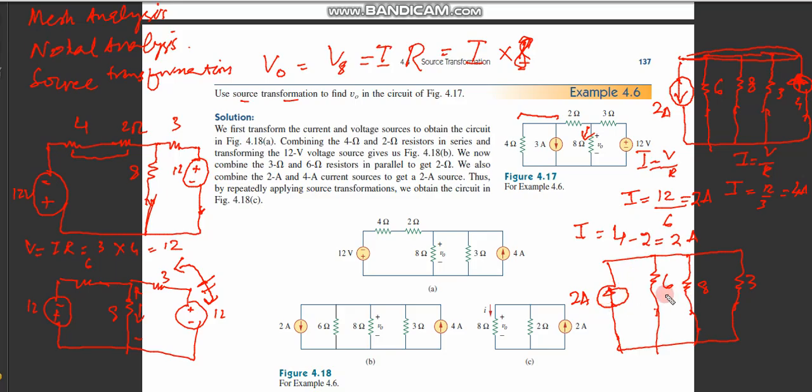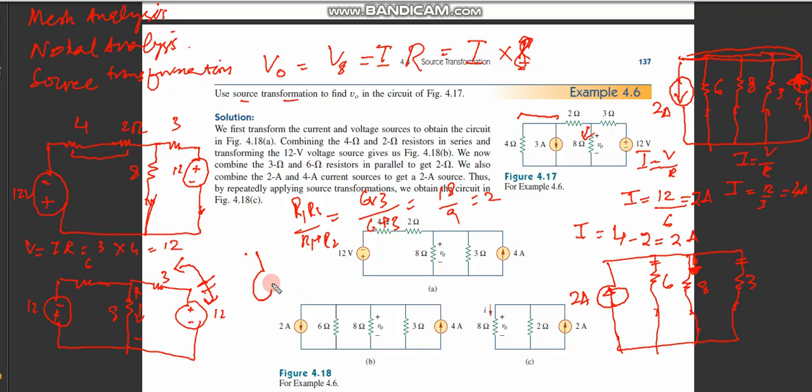Now we have 3 resistances in parallel, and we are interested in the current in this 8 ohm branch. I can replace this resistance and this resistance by a single resistance, and remember these are in parallel, so the equivalent resistance would be R1 into R2 divided by R1 plus R2, which is 6 into 3 divided by 6 plus 3, so 18 divided by 9 is equal to 2. So I can redraw the circuit.